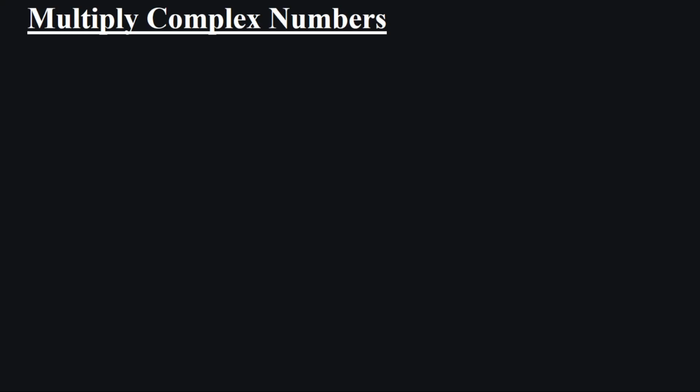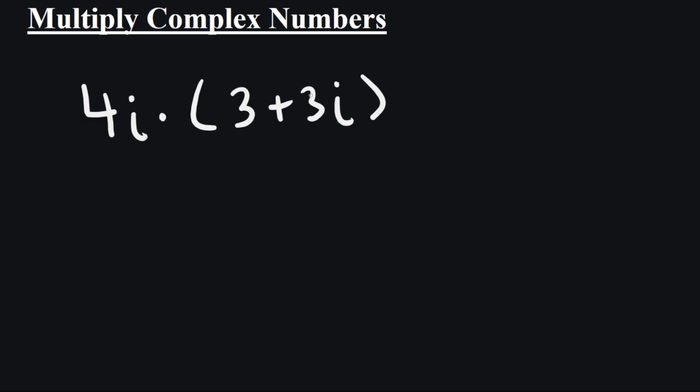Hey everyone, in this video we'll talk about how to multiply complex numbers. So let's start with an example, and it's very similar to multiplying polynomials. Let's say we had 4i times, in parentheses, 3 plus 3i. Okay, so we have 4i, and we're multiplying it with this parentheses, 3 plus 3i.